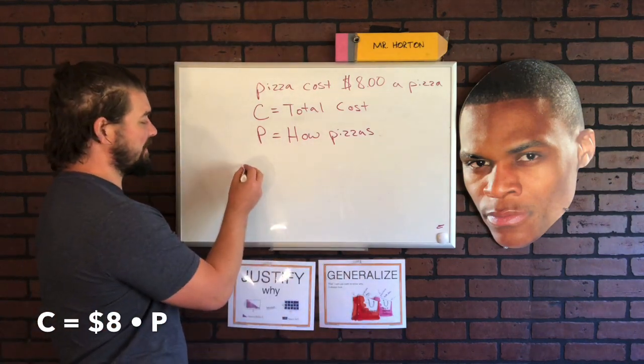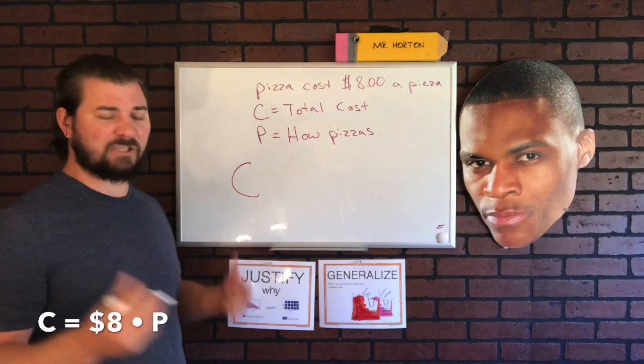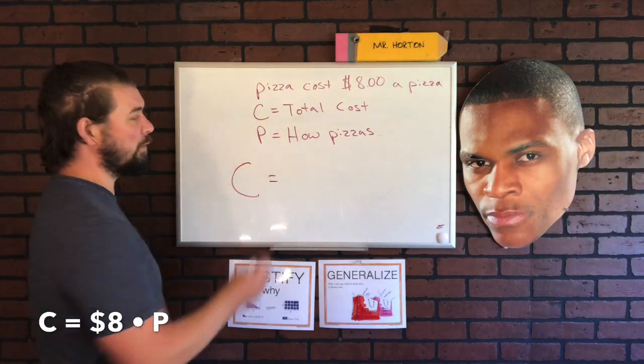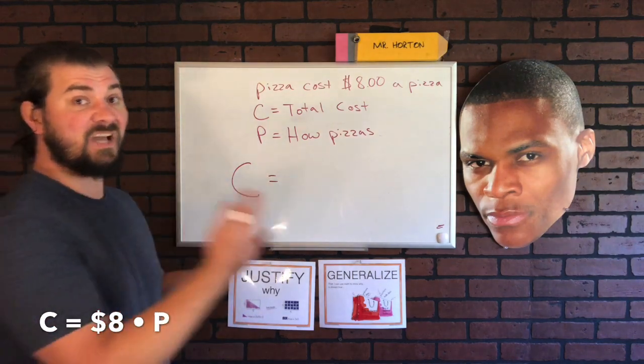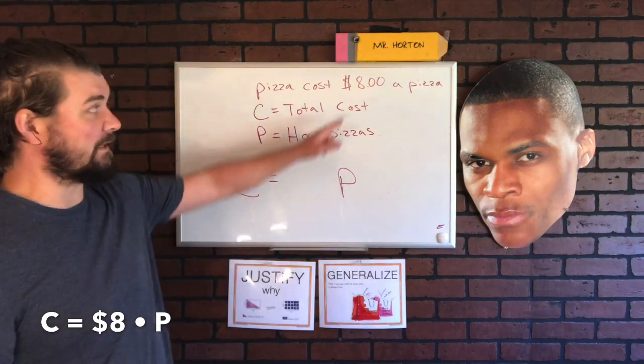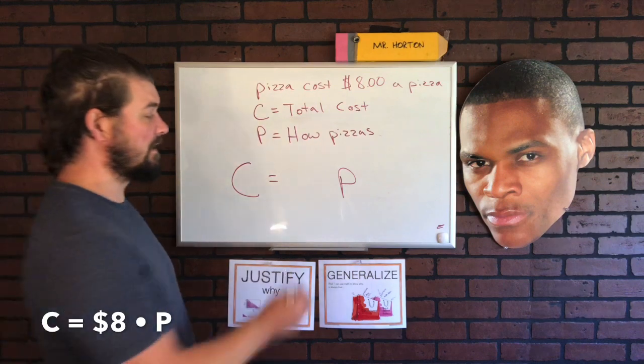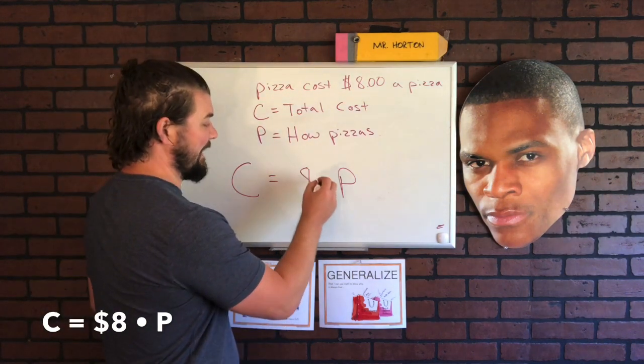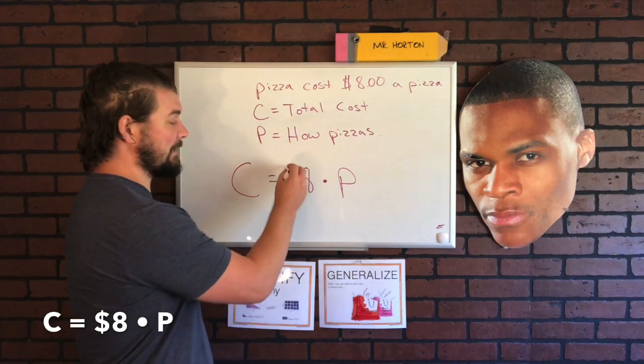So I take my equation and I start with C, my total cost. My cost equals something pizzas. Well, that something is how much it costs per pizza. So it's $8 times P.